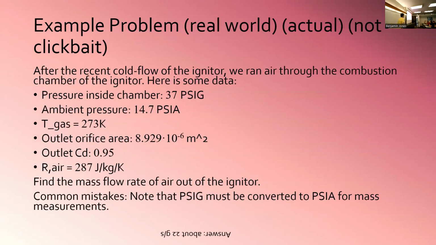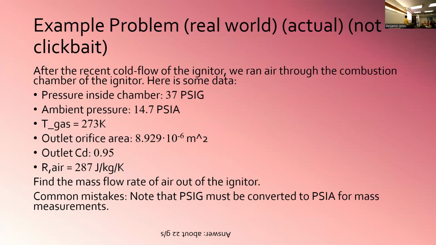All right, this is an example problem from a recent cold flow test. So we cold flowed the igniter. And this was our data that we gathered. There are a few things we did estimate. For example, the outlet CD, I used a paper online to estimate that CD. But using these parameters, the pressure inside the chamber and ambient pressure, you can find the flow rates out of the igniter.